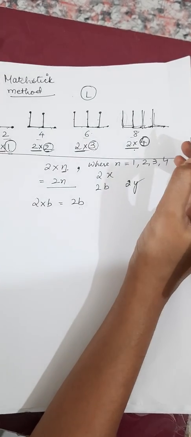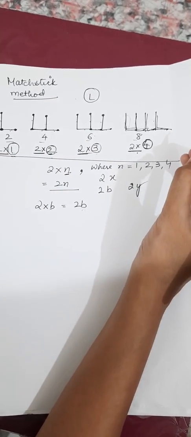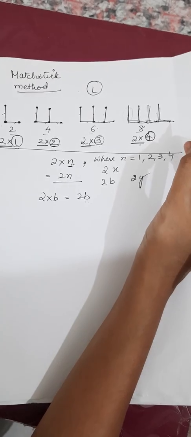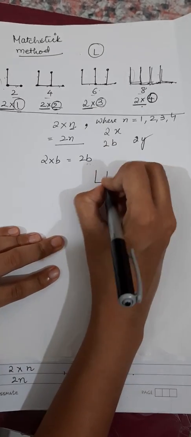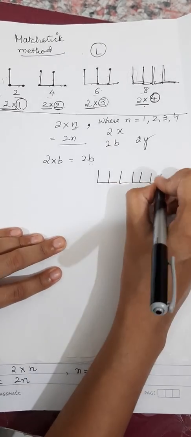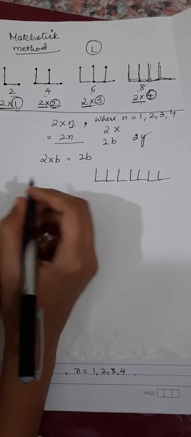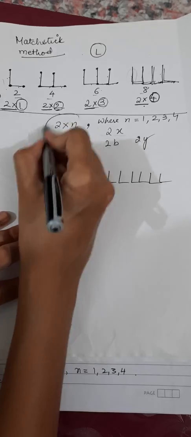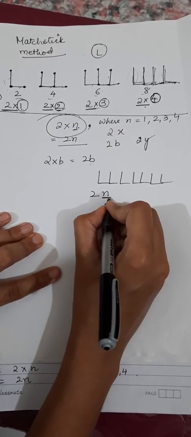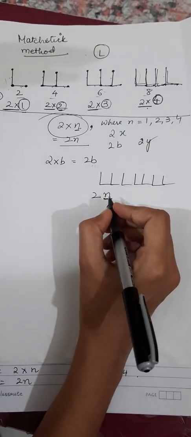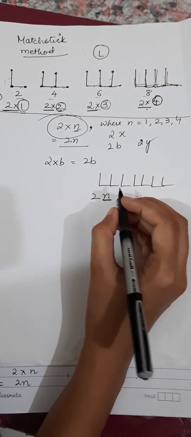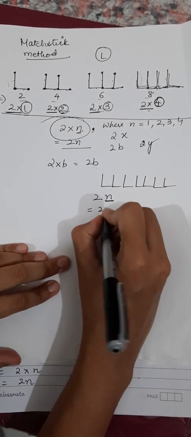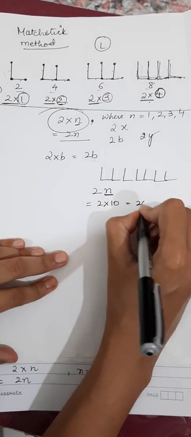What if I ask you how many matchsticks are required if I want to make 10 alphabets? I want to make like this. Every time you are not going to make the alphabets like this. Simply, you know that 2n is the formula. How many alphabets do I want? 10. So that means I want to know how many matchsticks are required. So I'm going to multiply 2 with 10, and that is going to be 20.